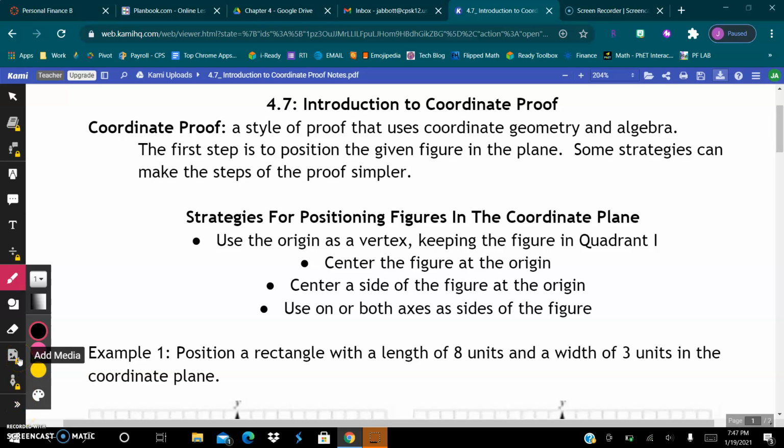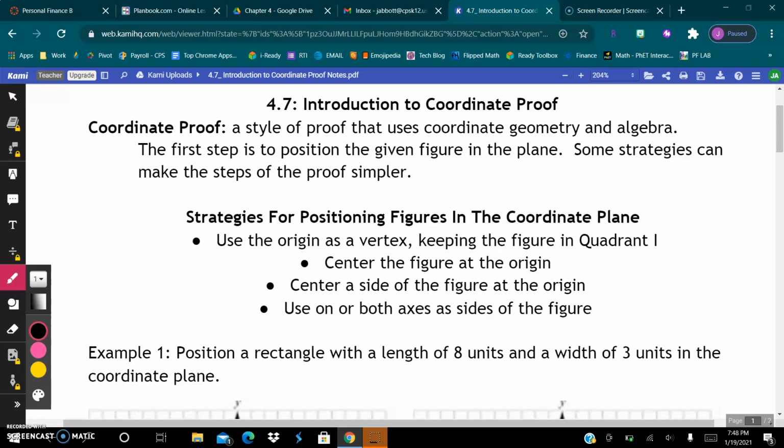Section 4.7 is on the introduction to coordinate proof. A coordinate proof is a style of proof that uses coordinate geometry and algebra. So we are going to be graphing and also incorporating some algebra topics in here. So the first step is to position the given figure in the plane. So we have to put it on the coordinate plane. And some strategies can make the steps of the proof simpler.